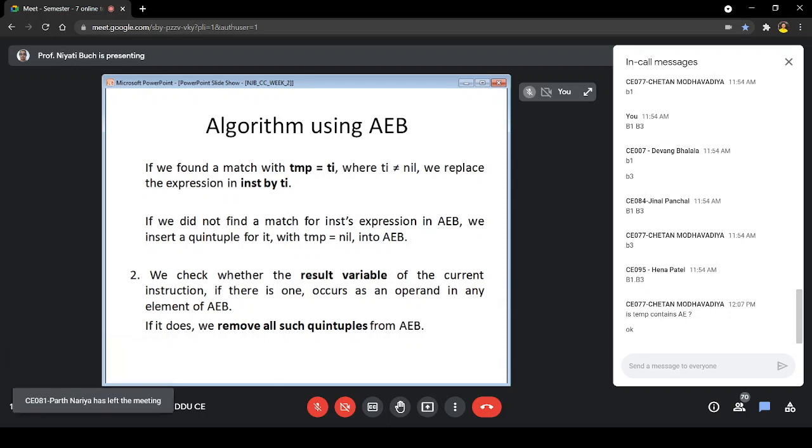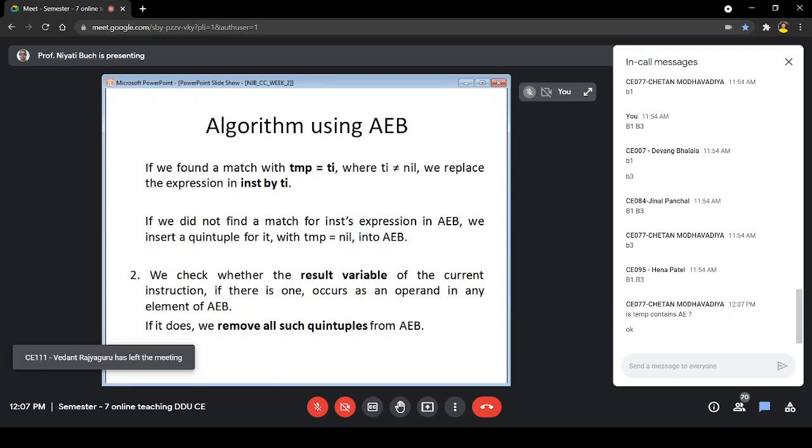Fine. Once this is done, we will check the result variable, meaning the variable in which we are storing the value. Right now, whatever we have been discussing was about the right hand side, but now we are talking about the left hand side, the result variable of our current instruction. If it occurs as an operand in any of the elements, then what is the implication?